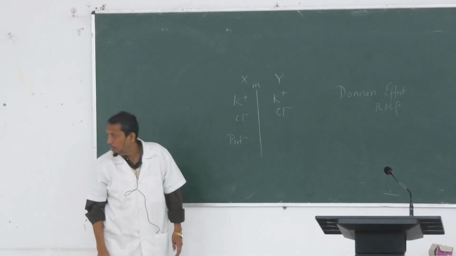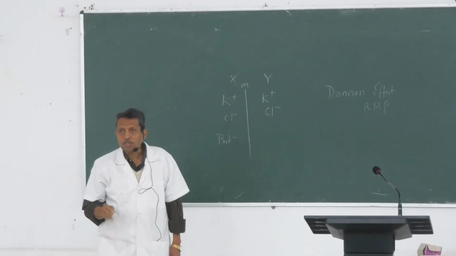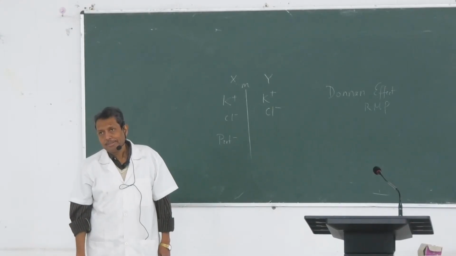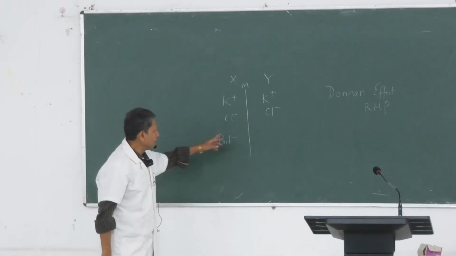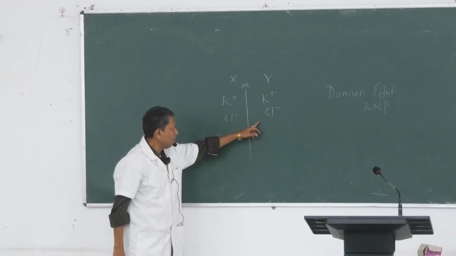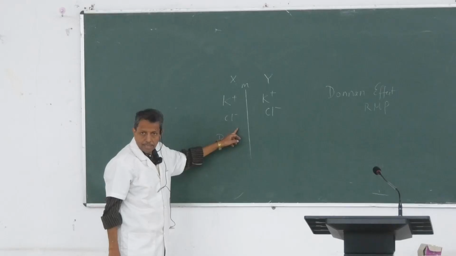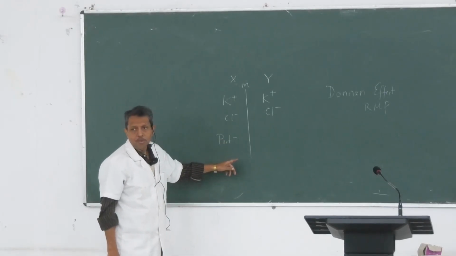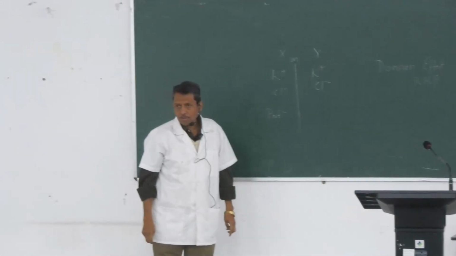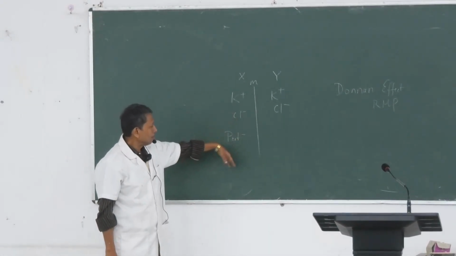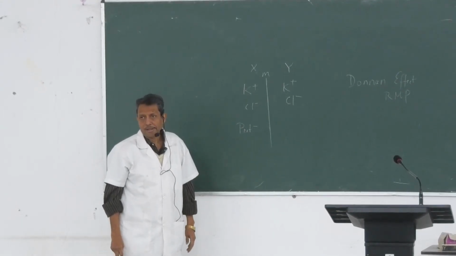If their concentrations are same initially, then you can imagine that this concentration of chloride ion is more than this side. Protein ion, that is univalent, in this case, electrical equivalence. Initially, on either side they are same.